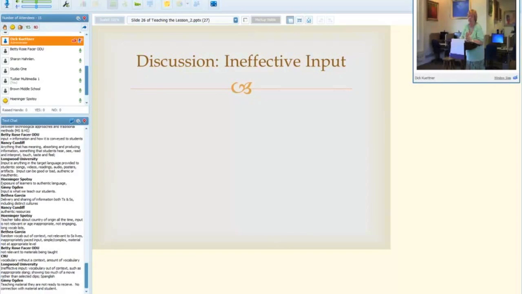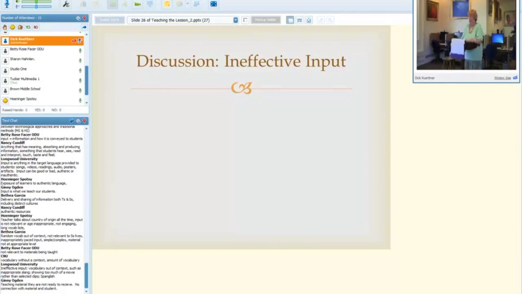All very good comments about inappropriate input. And I think we know inappropriate input when we run into it, when we hear it, when we see it. But in addition to that, we have to evaluate the input that we're giving to our students and see whether or not we are giving inappropriate input. Maybe there's something that gets the point across just as well, but in a different way.